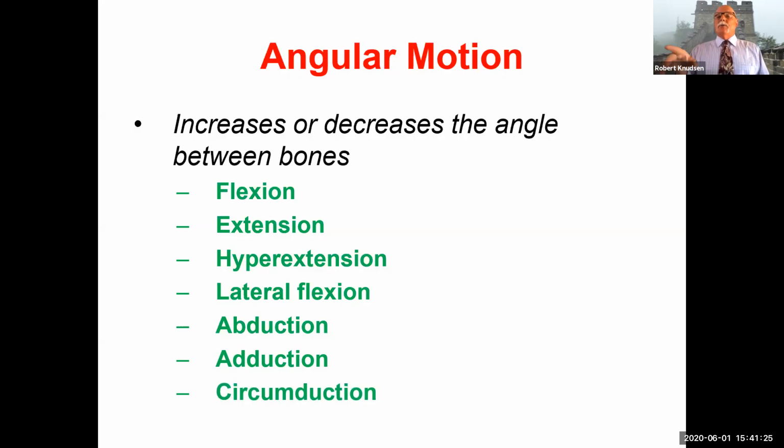Circumduction is when you go around a point. For example, I'm going to circumduct my finger. You can circumduct your finger. You can circumduct your wrist. You can circumduct your arm. So figure you have a pin sticking out there and you're going around it.